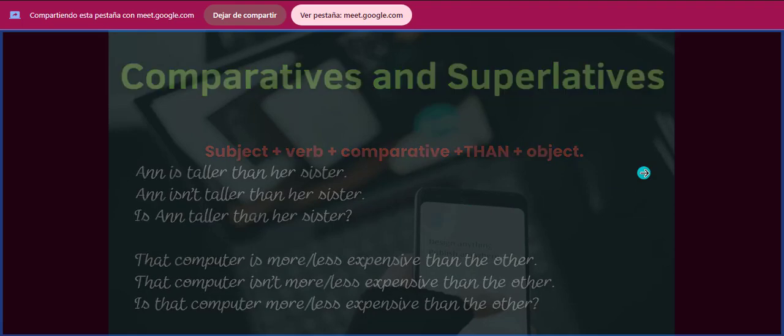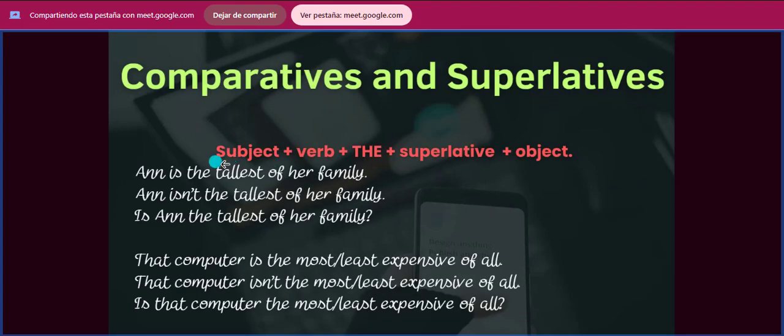So let's see the examples of the superlative sentences. Again, we have the formula first. We will place the subject, then the verb. Then we are going to place the article, in this case, the. Then the superlative, and then the object. So for example, we'll say, Anne is the tallest of her family. Anne isn't the tallest of her family in the negative sentence. And in the question, is Anne the tallest of her family?